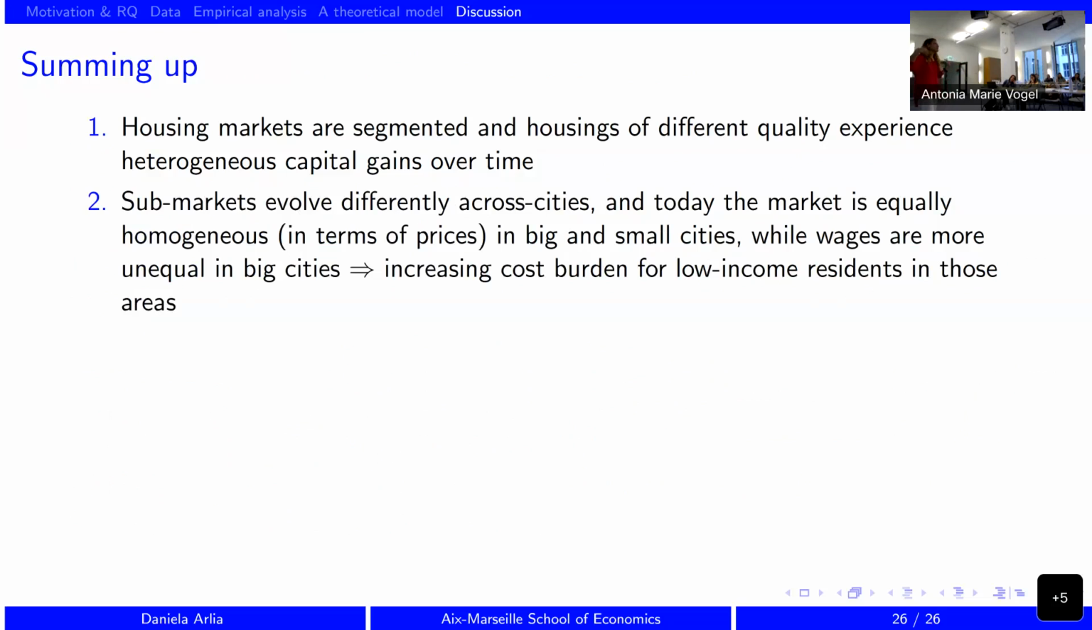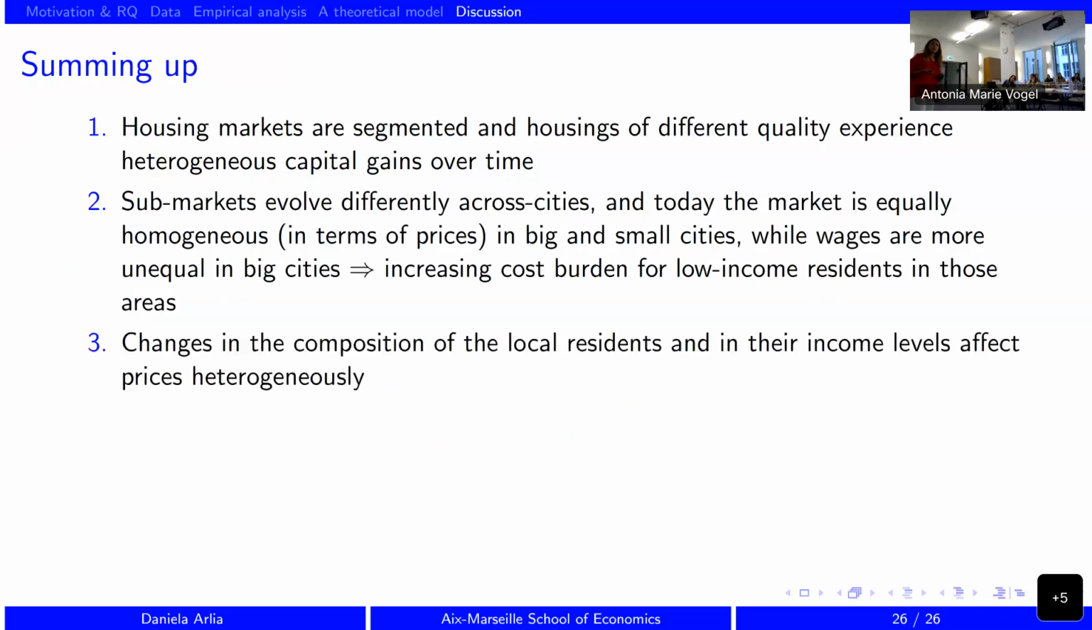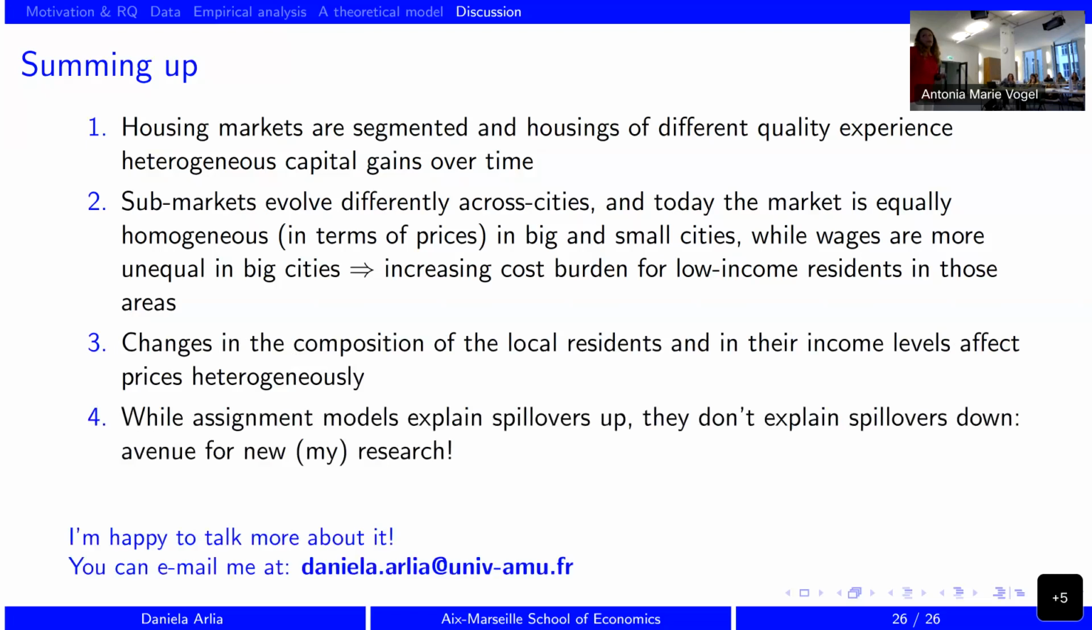So this means that there is an increase in burden, as we saw with the price over wage ratios, for the low-income residents in those areas. And the change in the composition of the local residents and their income levels affects price heterogeneously, and these are the results from the shift-share analysis. While, in the theory of this type of models, assignment models explain spillovers up very well, they lack in explanation for the spillovers down.